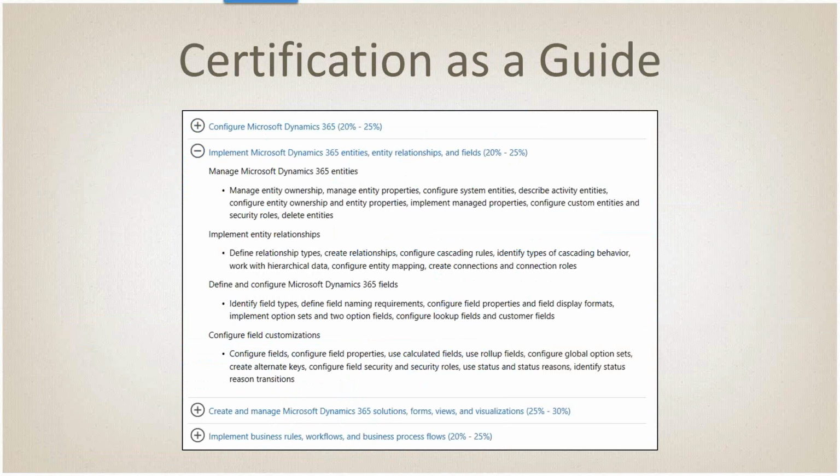One really cool thing that you can do is use the certification as a guide for what you want to see, or what you want to learn. So this came out of the customization and configuration exam. And as you can see, it lists out all of the major areas. So configure Dynamics 365, implement new entities, relationship fields, create solutions, forms, views, and visualizations, and then finally implement business rules, workflows, and business process flows. So those are the major buckets.